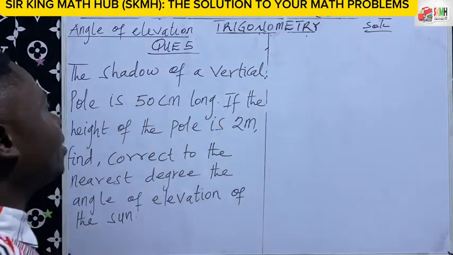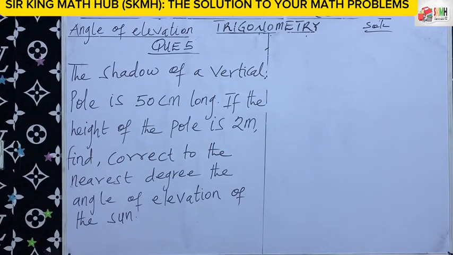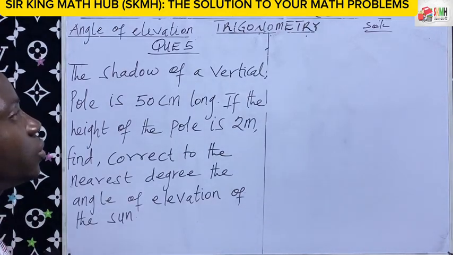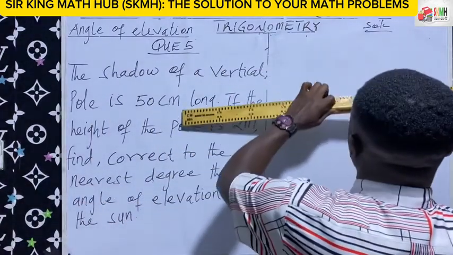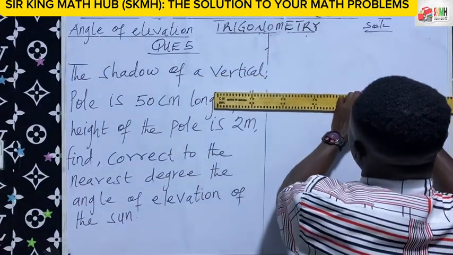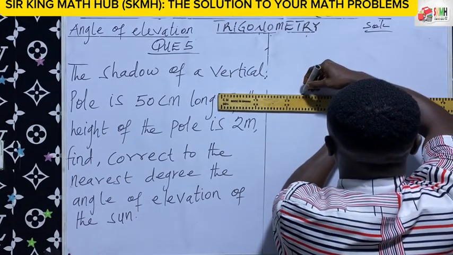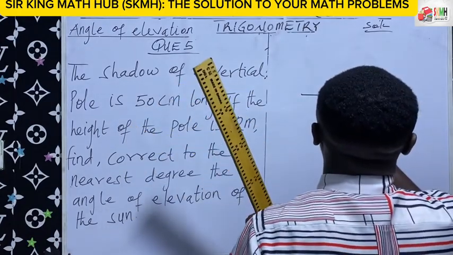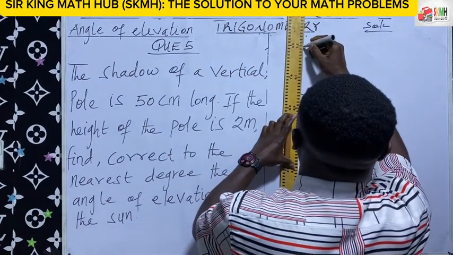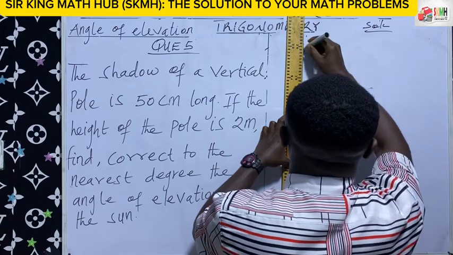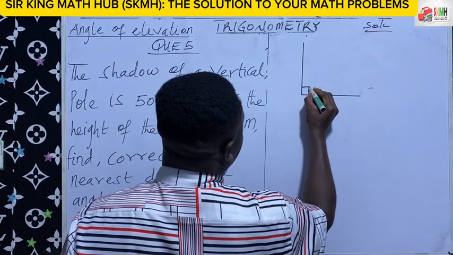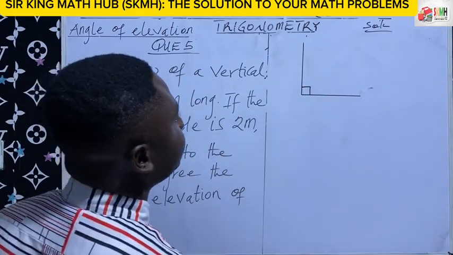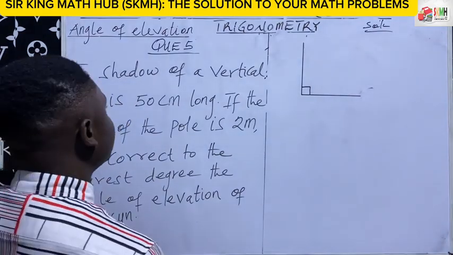So two things have been given here. One, the length of the shadow has been given, and then the height of the pole has been given. Even before we erect a pole, there must be a ground. So we have our ground here, and then we have our pole here. Obviously the pole is meeting the ground at an angle of 90 degrees.